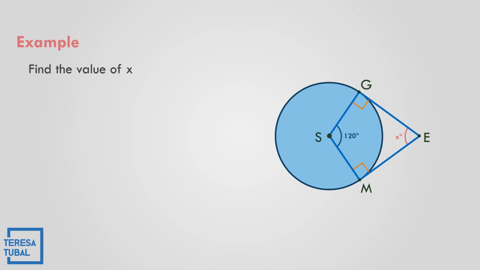So let us find the value of x. The measure of the angle GSM is equal to 120 degrees. We need to add all the angles, and this is equal to 360 degrees because this is a quadrilateral. So the measure of angle GSM plus the measure of angle SME plus the measure of angle EGS plus the measure of angle GEM, so it means all the angles, is equal to 360 degrees.